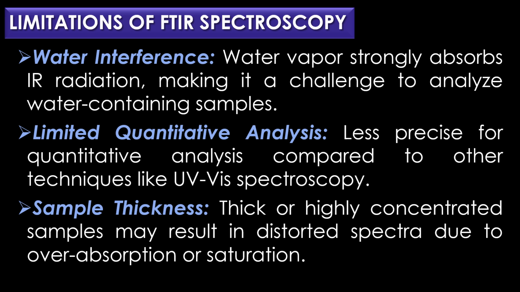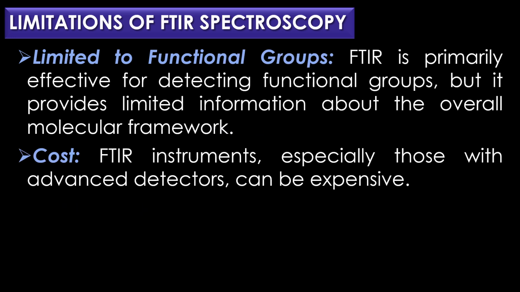UV-visible spectroscopy. The third limitation is sample thickness. Thick or highly concentrated samples may result in distorted spectra due to overabsorption or saturation. The fourth limitation is limited to functional groups. FTIR spectroscopy is primarily effective for detecting functional groups, but it provides limited information about the overall molecular framework.